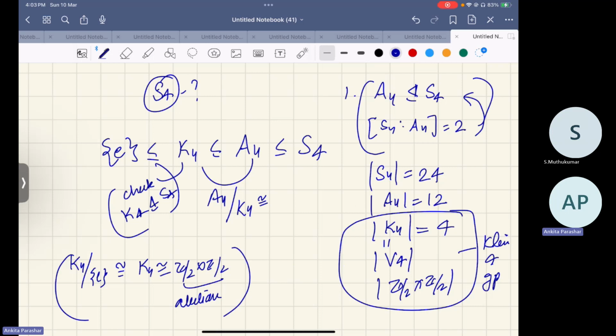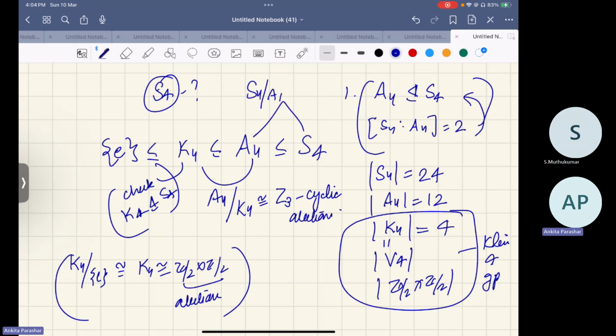What is the index? A4 has order 4 factorial over 2, which is 12, and K4 has order 4, so the index is 3. This is Z3, which is a cyclic group, and therefore abelian. What about S4 by A4?